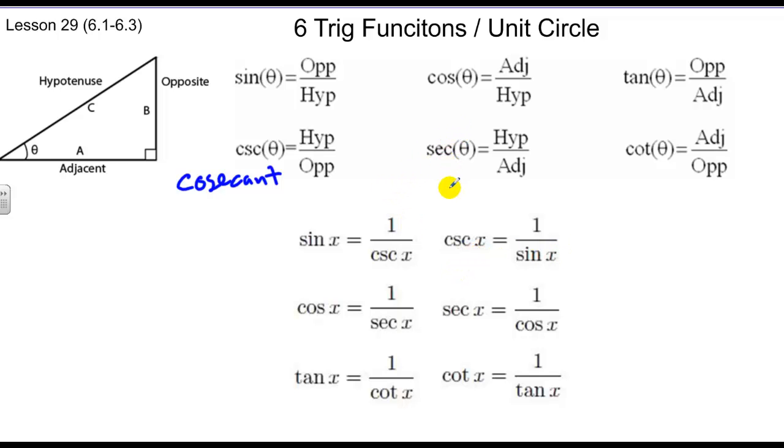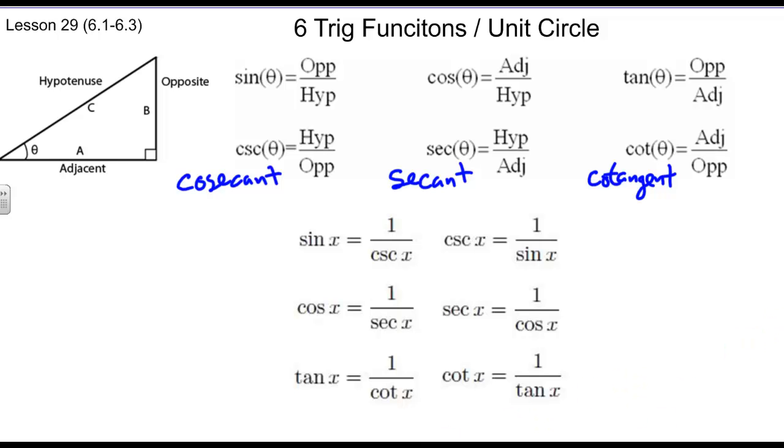The secant is the reciprocal of cosine. And the cotangent is the reciprocal of tangent. And you can see all these ratios right here.